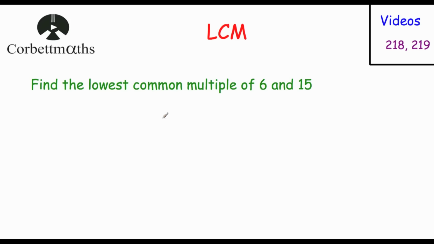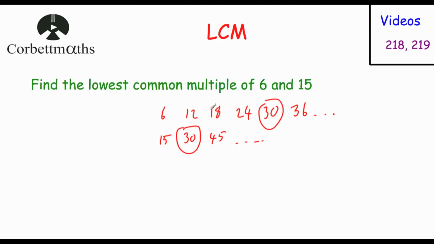So if we had 6, the multiples of 6 would be 6, 12, 18, 24, 30, 36, and so on. The multiples of 15 would be 15, 30, 45, and so on. And the lowest common multiple, or the LCM, is the first number in both of those lists. And as you can see, 30 is the lowest common multiple. It's the first number in both the multiples of 6 and the multiples of 15. So 30 is the lowest common multiple, and that's it.